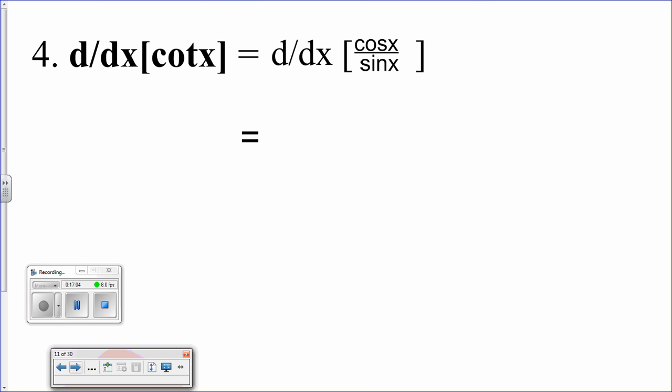Derivative of cotan x. Cotan is cosine x over sine x.